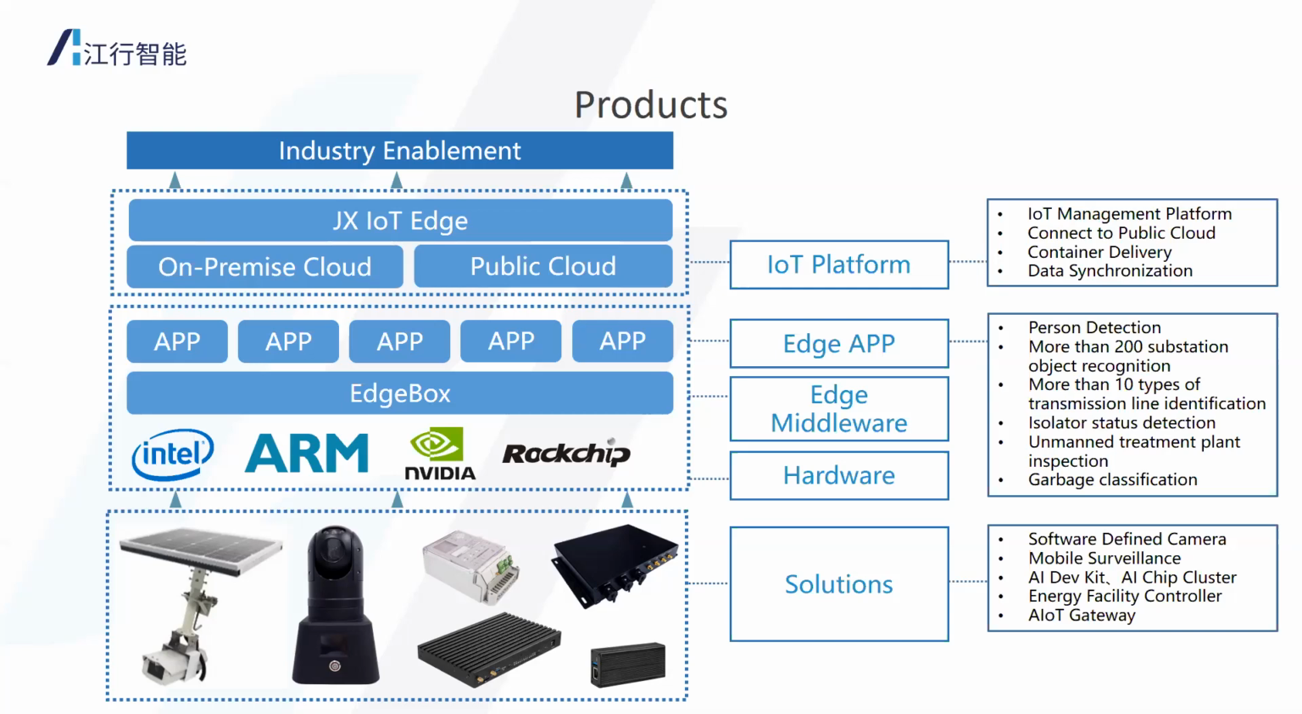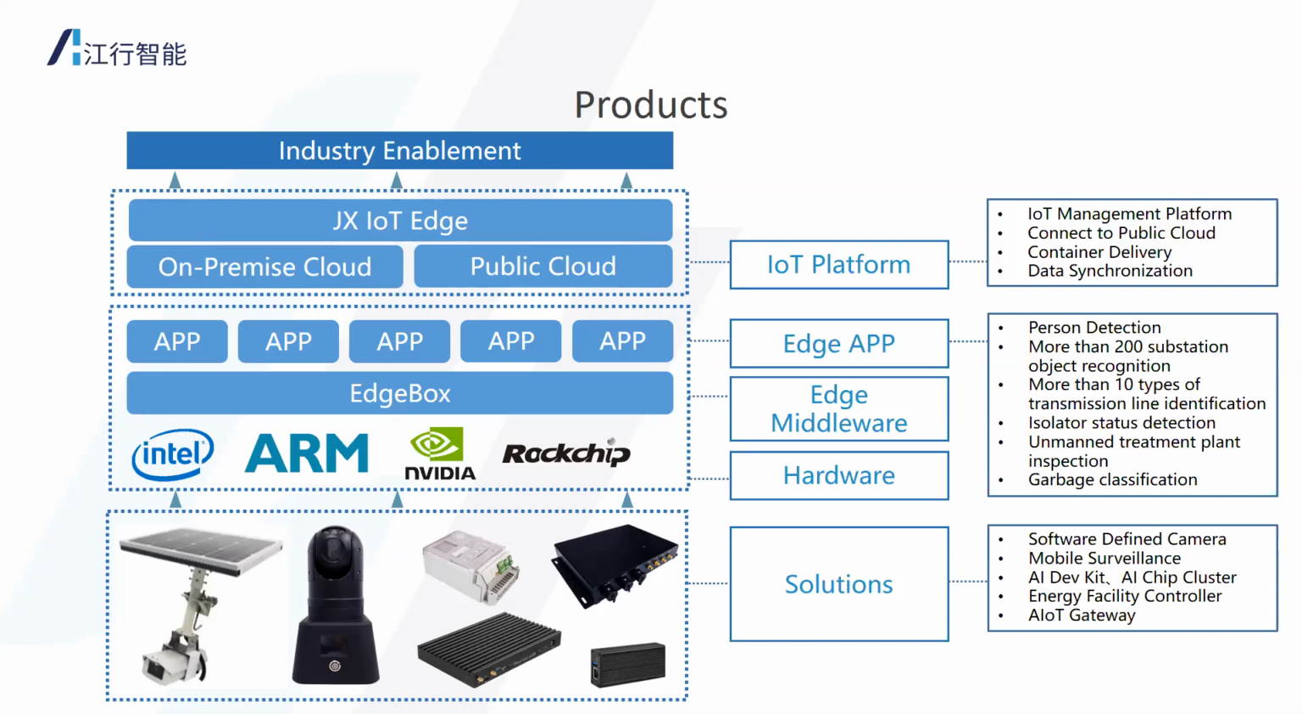The third layer is called edge middleware. This is EdgeBox in this framework. Using EdgeBox, we can build the connection between cloud, edge application, and the low layer hardware. The hardware here is called edge base. So we design the edge base board. We also use the edge base board in our products.